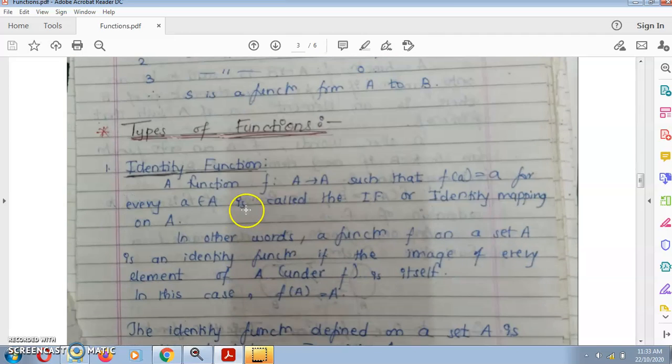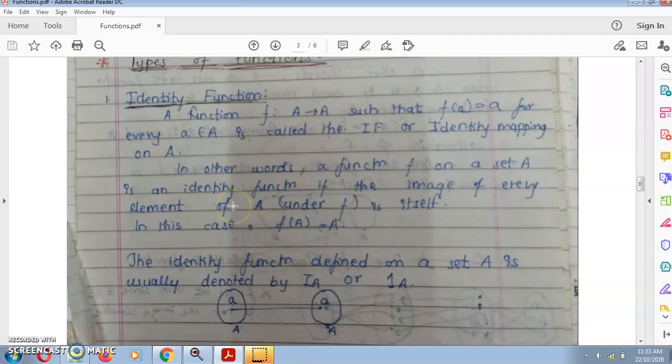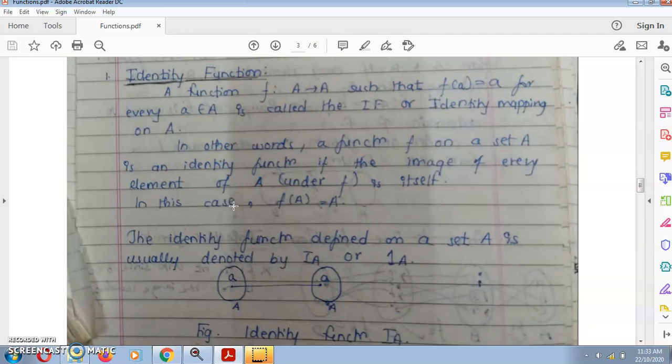So next we shall see what are the different types of functions. First one is an identity function. Types of functions are important. A function f from A to A, such that f of a is equal to a for every a belongs to A, is called the identity function. In short form it is written as I_A, or identity mapping on A.